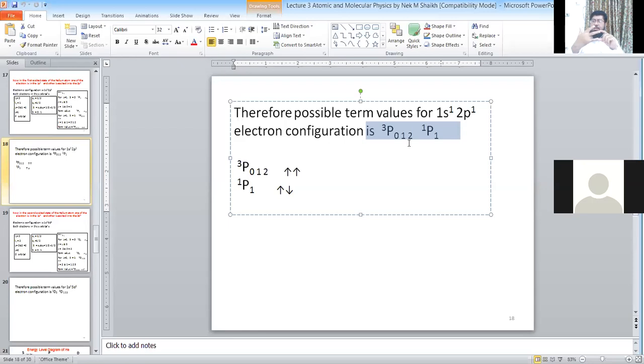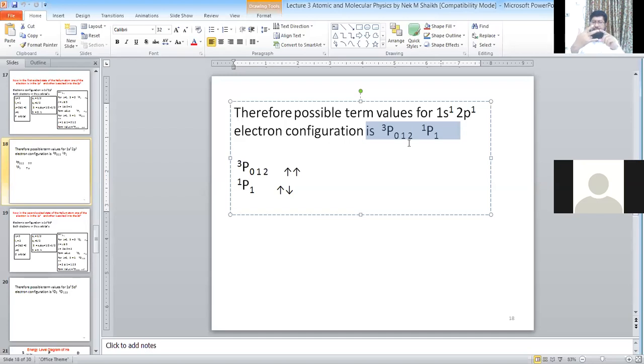So in the ss combination the term values are again 3s1 and 1s0, and both levels are possible because one electron is in n is equal to 1 and the other is in n is equal to 3. So again both levels are possible.